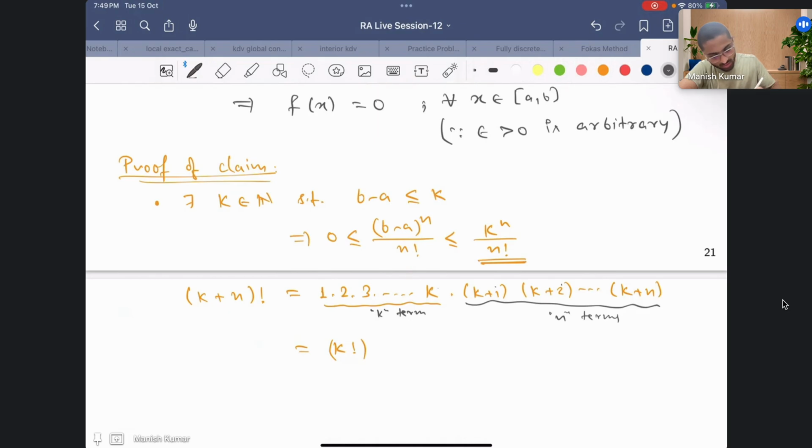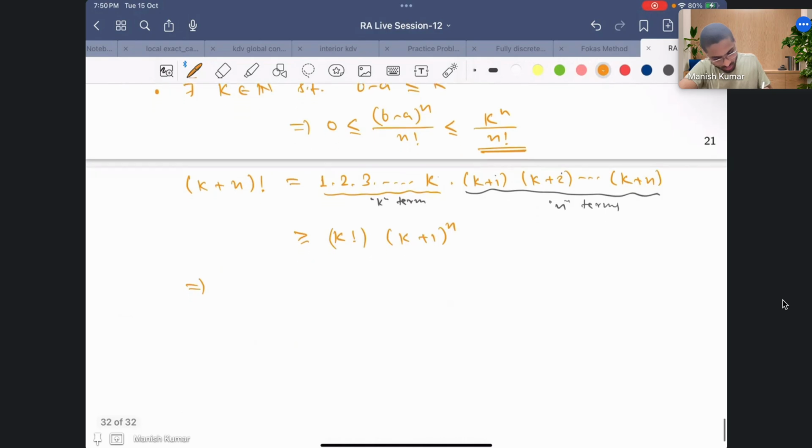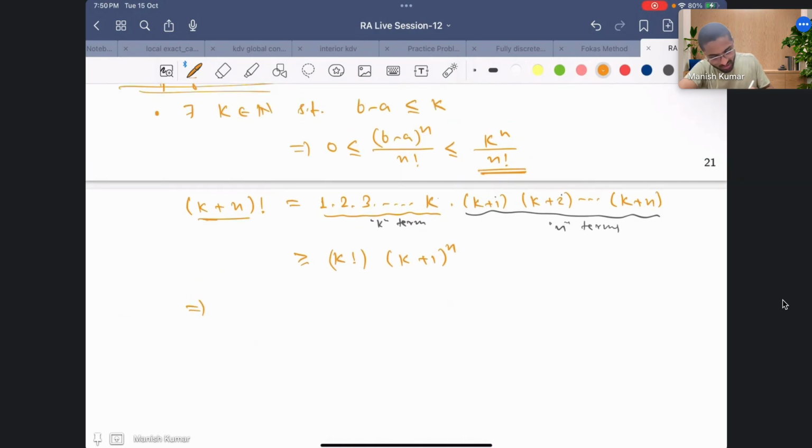Now what you can say is that k plus 2 is greater than or equal to k plus 1, and k plus n is greater than or equal to k plus 1. So every term I am bounding by k plus 1, so this is greater than or equal to k plus 1 raised to the power n. Then, if I write k plus n as, let's say, m, here n belonged to the natural numbers, I am using this change of variable.